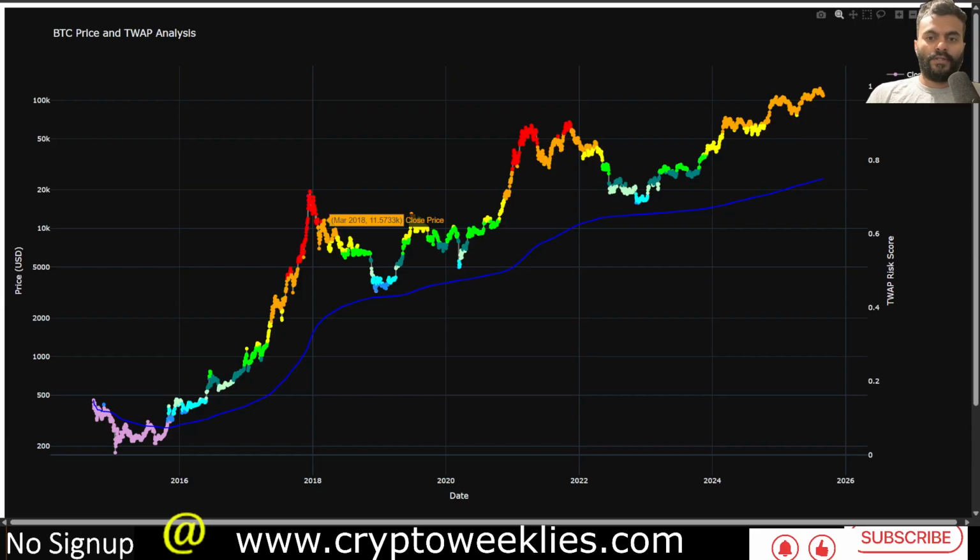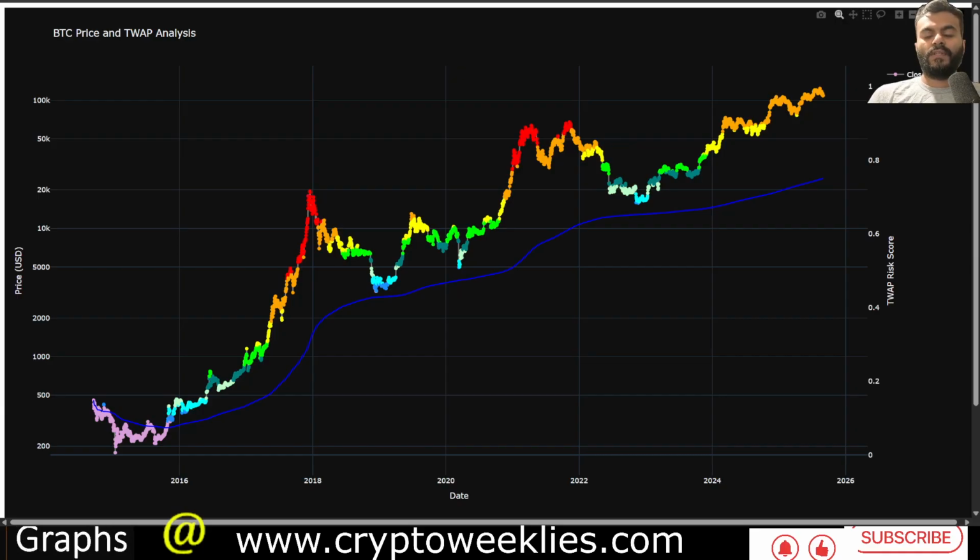The chart that you are seeing on the screen is the daily price action of Bitcoin on the y-axis, time on the x-axis, and the time-weighted average price, which is this blue line. The risk score of the time weighted average price is on the secondary y-axis. So the risk is essentially between 0 and 1. 0 means close to no risk, 1 means maximum risk, and it's drawn in increments of 20% or 0.2 increments.